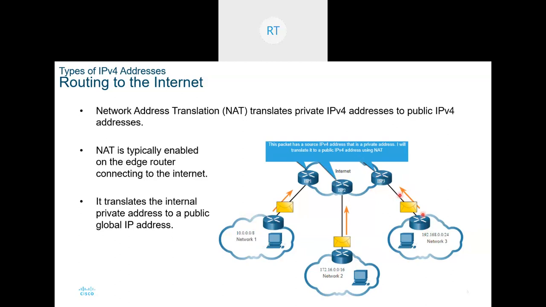Now, how do you make sure that the public address is visible on the internet? What you're going to do on these edge routers, you're going to configure a process known as NAT. NAT in full is network address translation. So what NAT does is translate the private IP version 4 address here to the public address, and that public address is what will be visible on the internet.